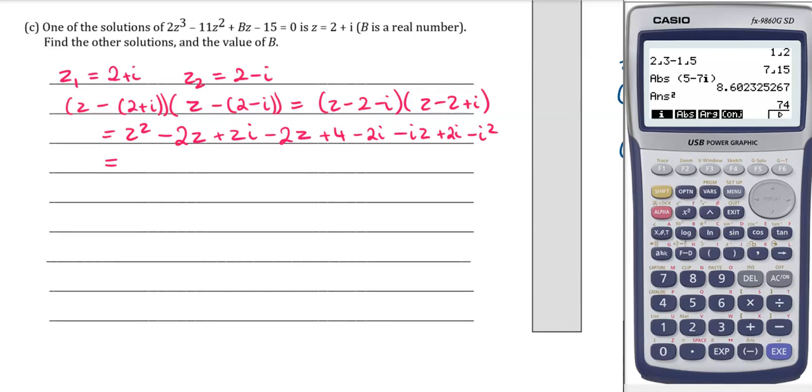Let's do the tidying up here, so that cancels, oh, no wait, that cancels with that. 2 i's cancel there. Okay, so we've got z squared minus 4z, and then a plus 4 and a minus i squared, so i squared being minus 1, that's going to become plus 1, so we've got plus 5. Okay, so then if we take a look at what the third factor needs to be to make it equal to the expression.